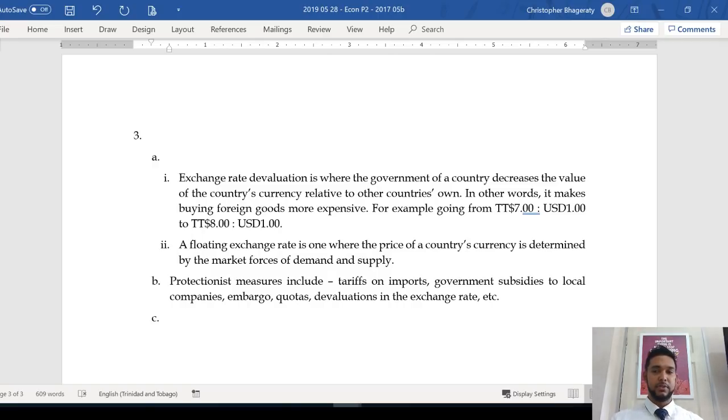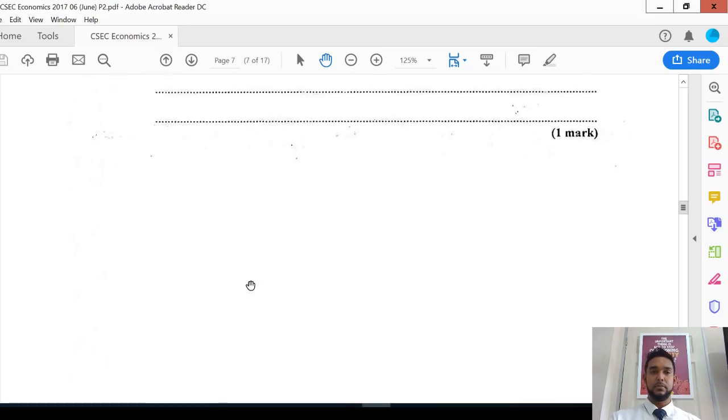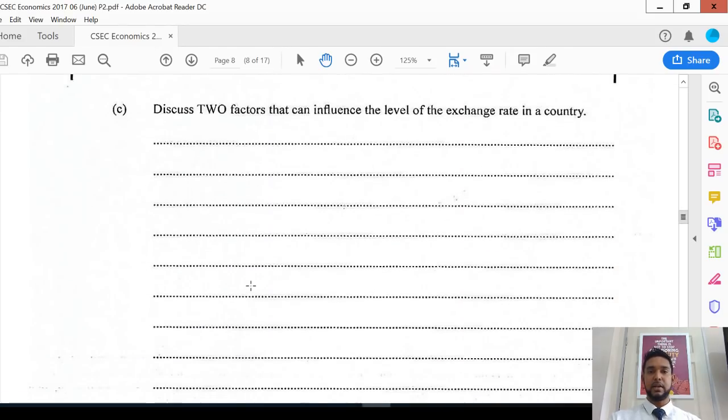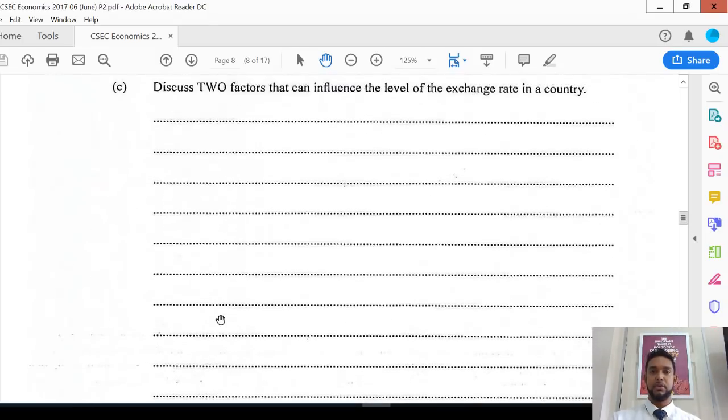Alright, we have 2 more big ones here. Discuss 2 factors that can, sorry, I didn't put it up on the board for those to see. Alright. Discuss 2 factors that can influence the level of the exchange rate in a country. How many marks? 6 marks? Okay, so 2 factors. Yeah, of course. 6 marks, that's 3 marks each. All right, so what influences the level of the exchange rate?